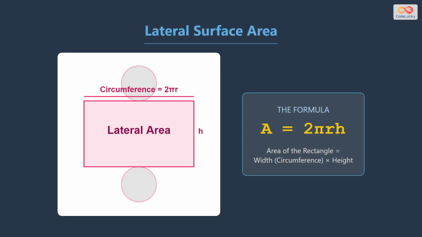To find the lateral surface area, which is just the area of the curved side, we calculate the area of that rectangle. The formula is 2 times pi times the radius times the height.